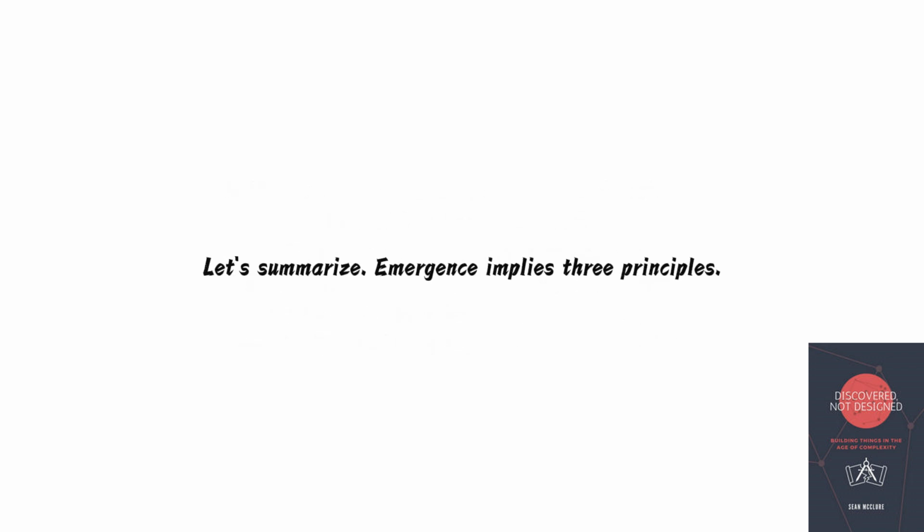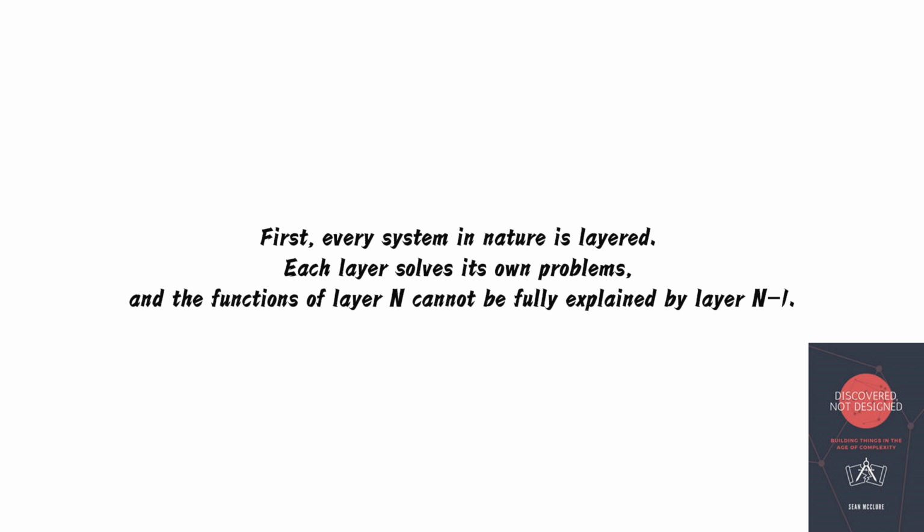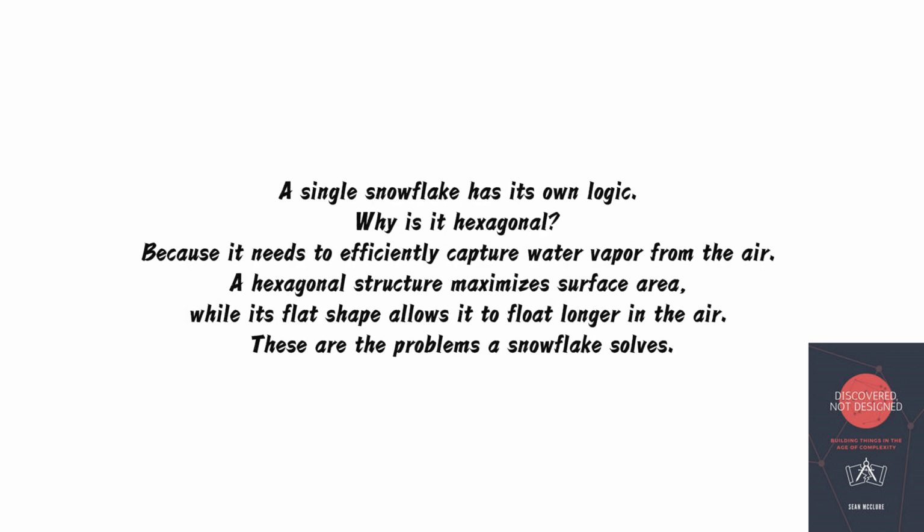Let's summarize. Emergence implies three principles. First, every system in nature is layered. Each layer solves its own problems, and the functions of layer n cannot be fully explained by layer n-1. A single snowflake has its own logic. Why is it hexagonal? Because it needs to efficiently capture water vapor from the air. A hexagonal structure maximizes surface area, while its flat shape allows it to float longer in the air. These are the problems a snowflake solves.